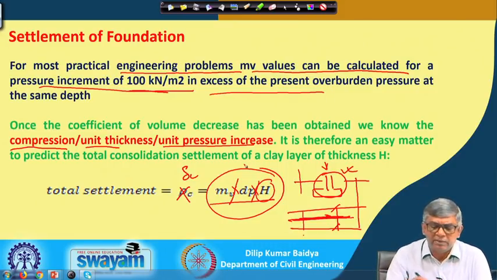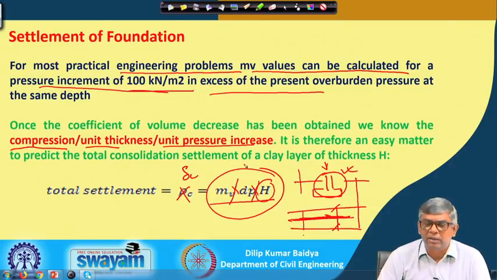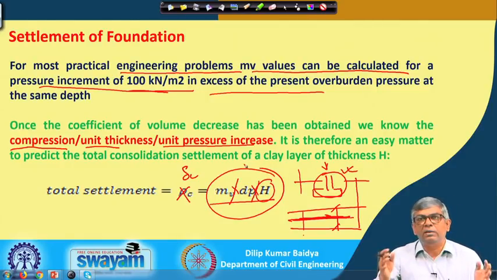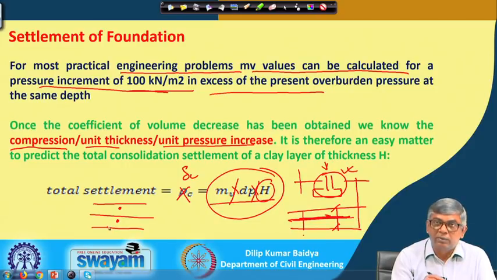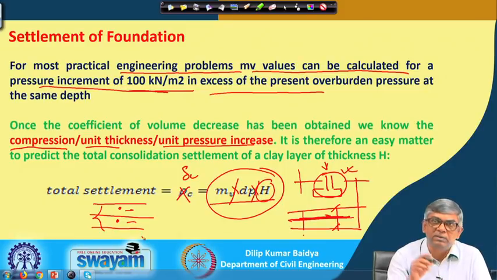consolidation settlement. In fact, mv is not constant over the depth, as I have mentioned. As you go deeper and deeper, it will change. So, if the layer is very thick, it is preferable to divide it into a number of parts. If this is the thickness of the layer, I can divide it into two parts, apply the equation here and here, and that way it will give you a little better result. Also, it is preferable to find out mv at different depths. If it is a 10 meter thick layer, I should find out at 2.5 meter, 5 meter, 7.5 meter, 10 meter, and then apply to each layer separately, which will give better results.